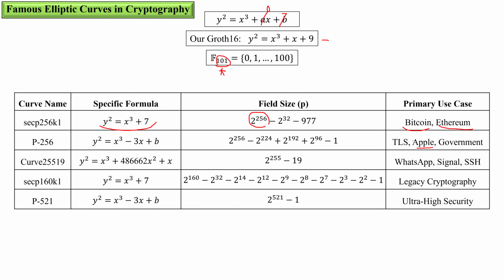For Apple, TLS and government standards, we use another form of elliptic curve with another big value for the prime. WhatsApp and Signal use a big value for the prime, and this figure for the elliptic curve, and other kinds as well.